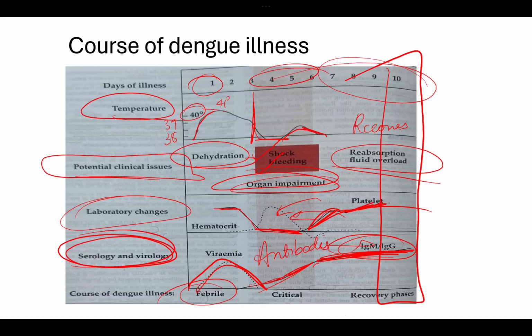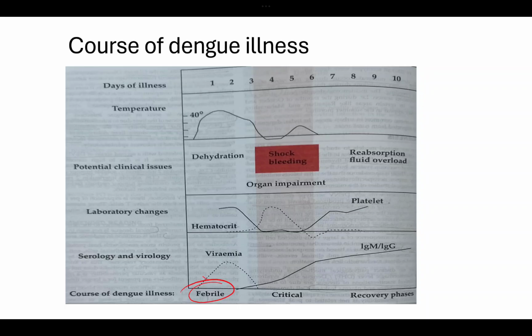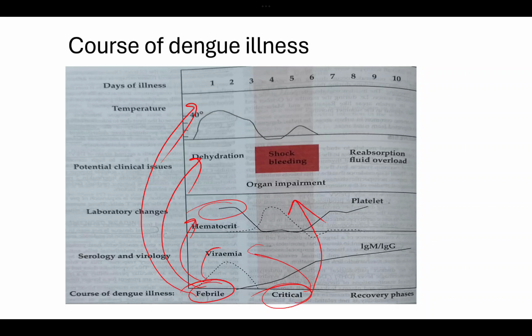Okay, this is a febrile phase. In the febrile phase, you can see there is viremia, there is an increase in the hematocrit value, dehydration occurs, and the temperature increases. During the critical phase, there is a slight viremia and the laboratory changes. You can see the hematocrit value increases, and we have potential clinical issues like organ impairment, shock, bleeding occurs, and the platelet count decreases, WBC count decreases. There is a suppression of the bone marrow as well.